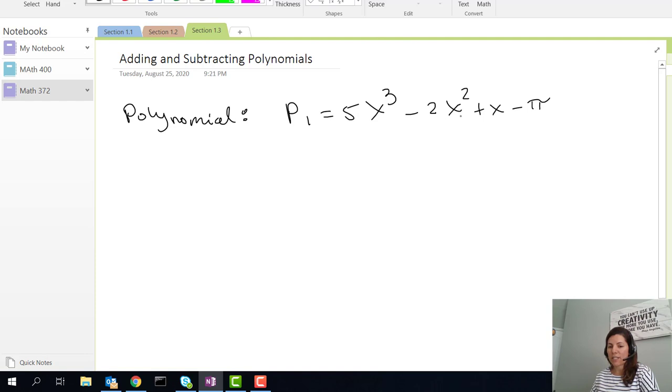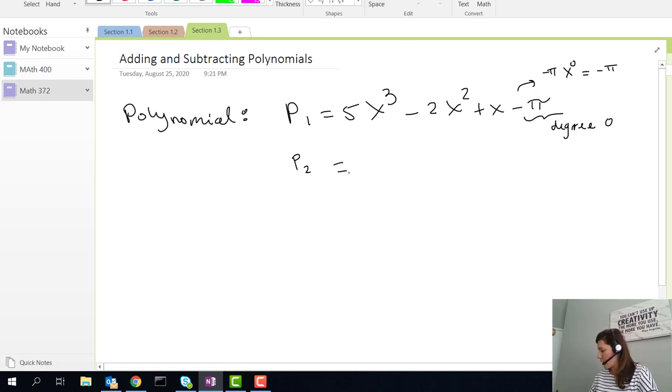The next term has degree 2 with a coefficient of -2. The next term has degree 1, this is x to the 1. And the last term, this is degree 0 because there is no x. Essentially there is an x, but what you're seeing is minus pi x to the 0, and as we did in the previous section, section 1.2, anything to the 0 power is 1, so that's why you don't see it, so you just see the minus pi. But the degree, so this is also called a constant term. A constant term has degree 0, and the degree of a polynomial is the highest degree from all the terms. So in this case, p1 will be a third degree polynomial or a cubic.